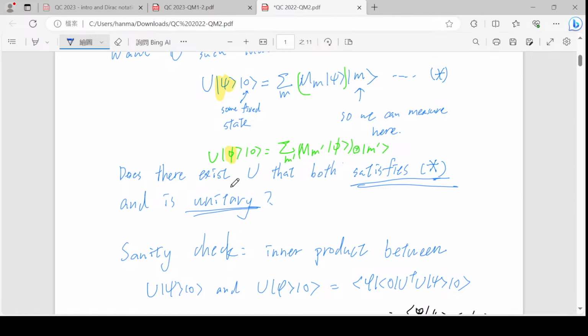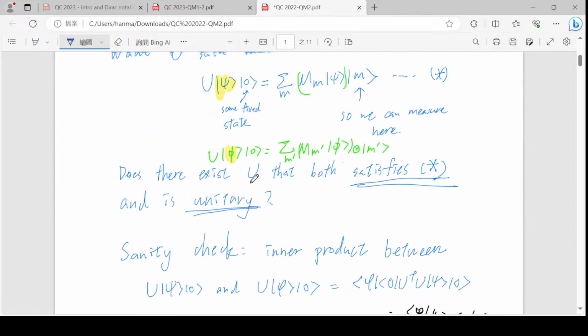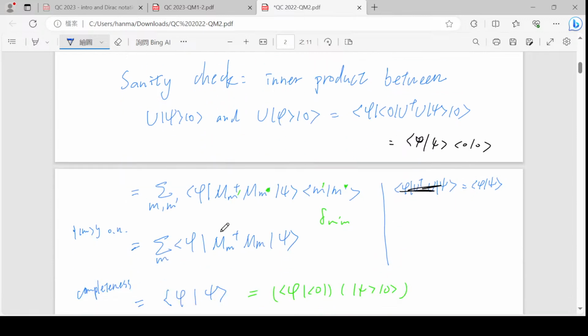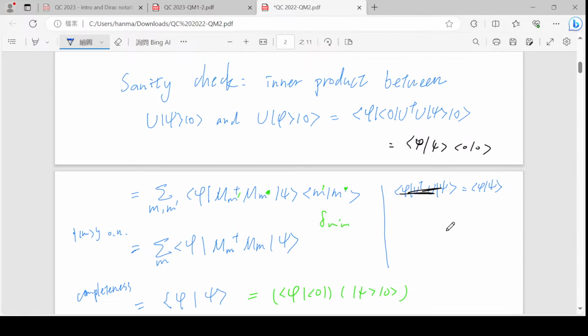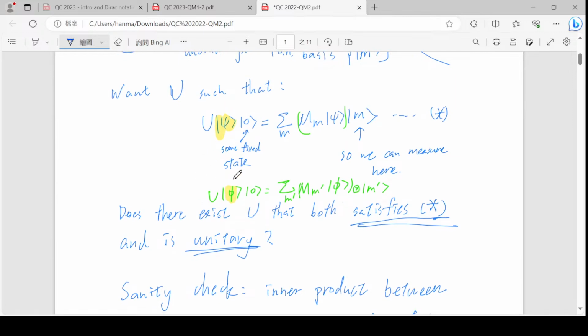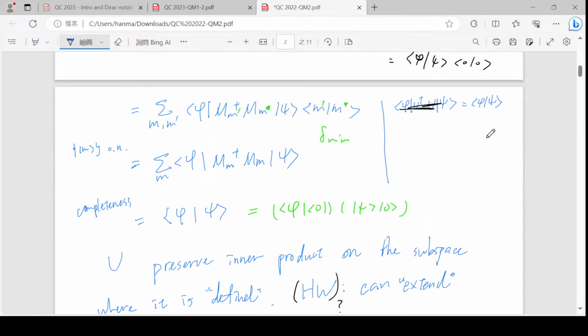Because the unitary should do this. So on the left hand side, if U is actually a unitary, then it should be this inner product of psi 0 and phi 0, so this psi 0 inner product with phi 0, and this should be equal to the inner product between psi and phi.